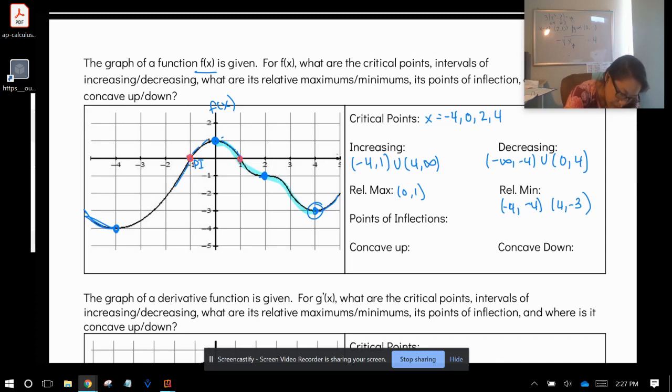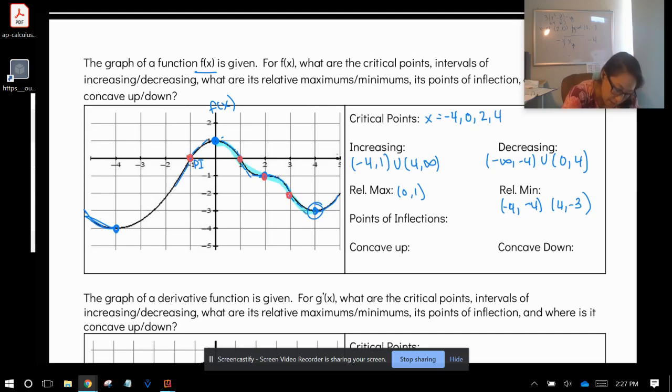And then I would start drawing my tangent lines under the graph. Okay. Then here at x equals 2, again, I'm going to switch to drawing my tangent line above the graph. So that would be at x equals 2. And then my tangent line goes under the graph at x equals 3.